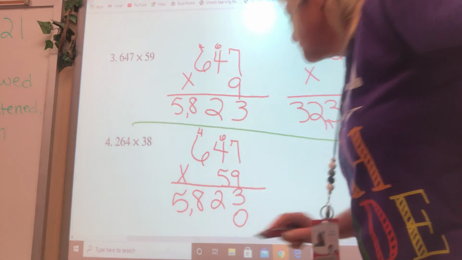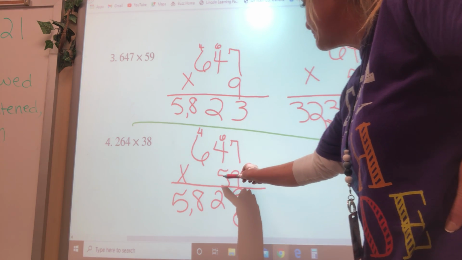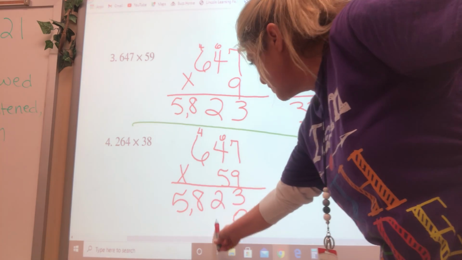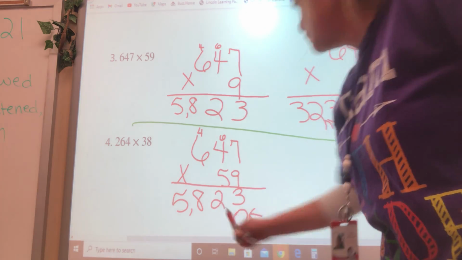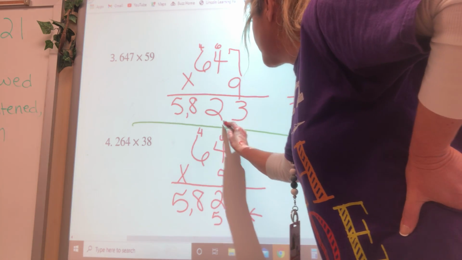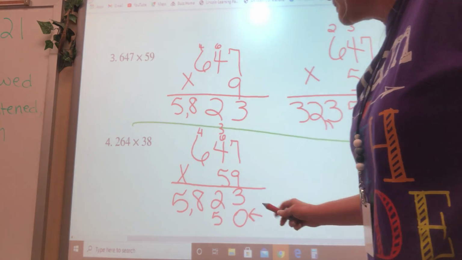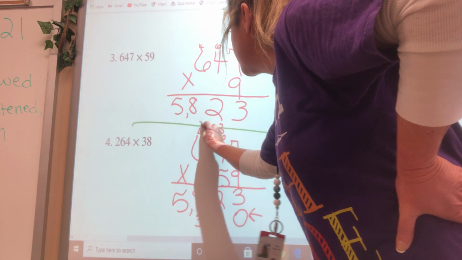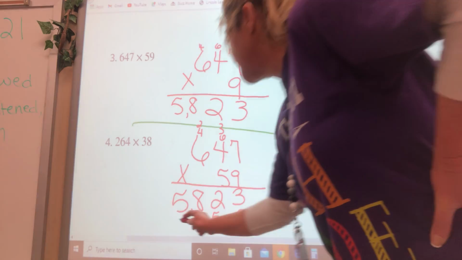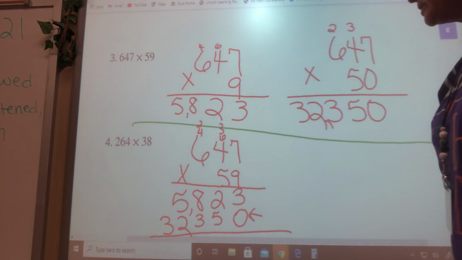I need my placeholder 0 because I'm working with the second number over in the tens place, so it would be in the second row, and my math would actually start under the second number that's in the tens place. So 5 times 7 is 35, carry our 3. 5 times 4 is 20, plus the 3 that I carried is 23, carry my 2. 5 times 6 is 30, plus the 2 that I just carried is 32. And then I would add those two together.